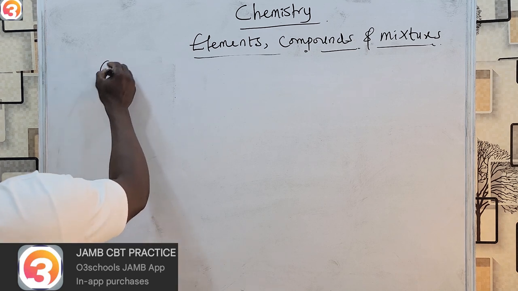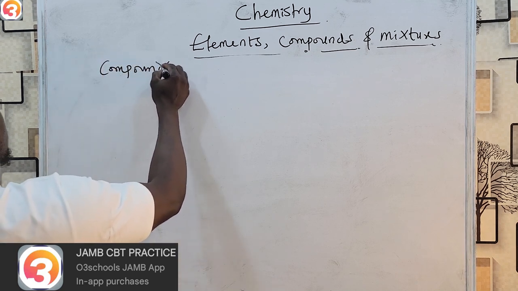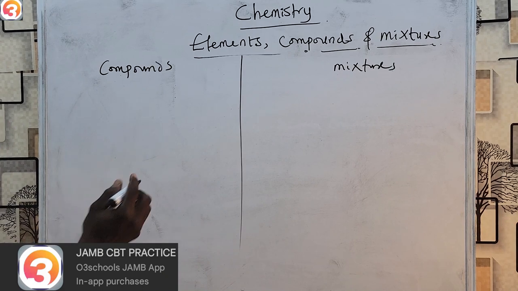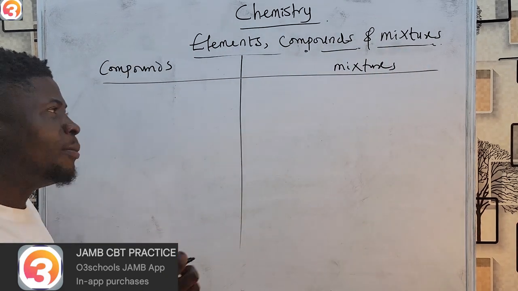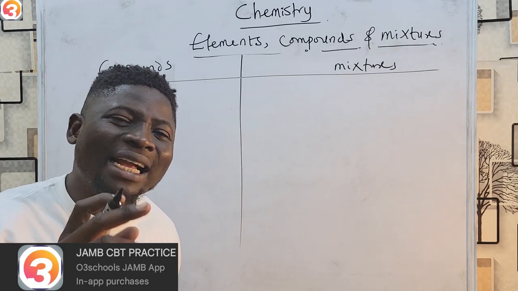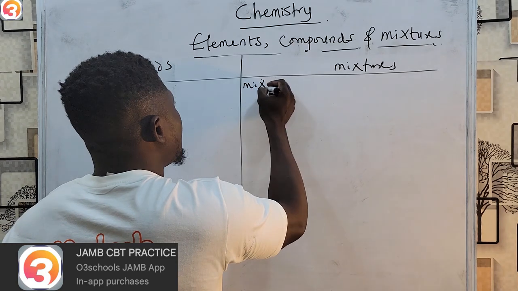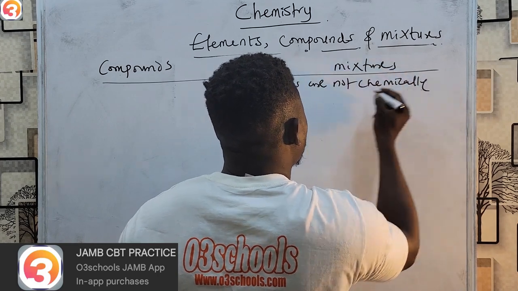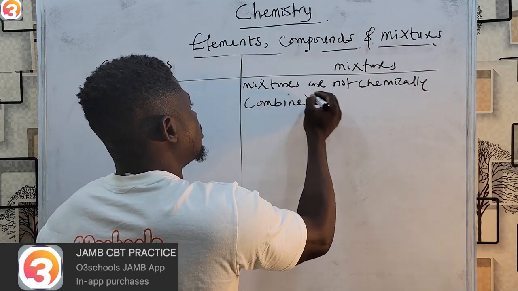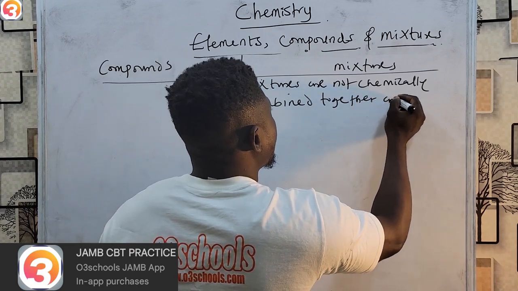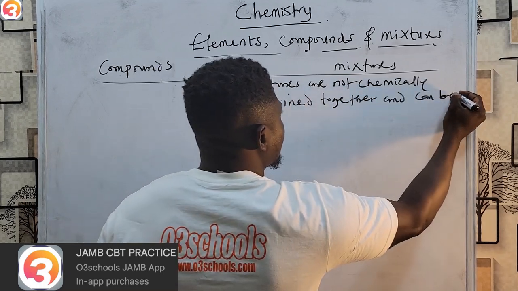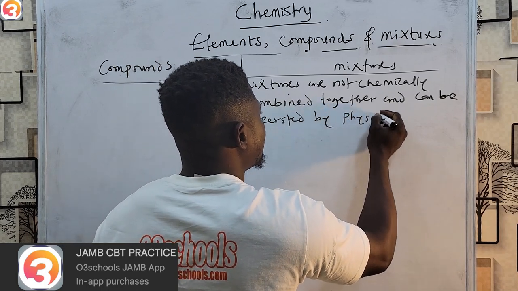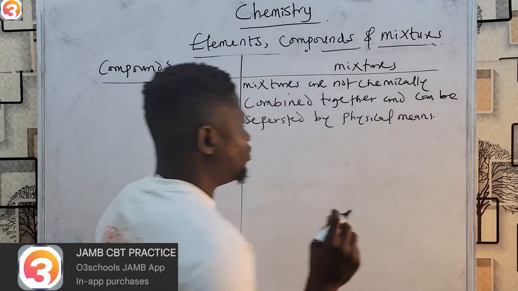Differences between compounds and mixtures. What do we know about compounds and mixtures? What are their differences? We already know about mixtures that they are not chemically combined together and can be separated by physical means. I know that from the definition.